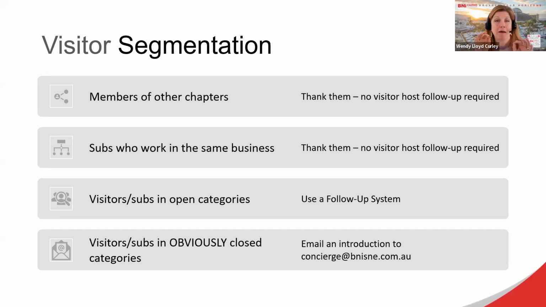I'm just saying that because we are going to have more concierges than just Karen at some point. But Karen Vickers will take great care of them and she'll reach out to them right away, which will be better. If we can get back to these people within 24 hours, when they're visitors or subs in open categories, we want you to get in touch with them as a visitor host team. And when they're in closed categories, we want Karen to get in touch with them. So that's how to segment the visitors.